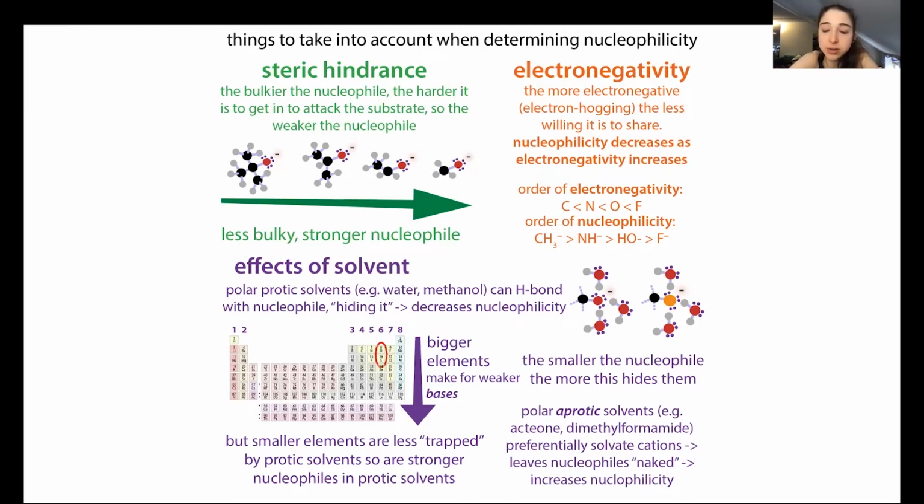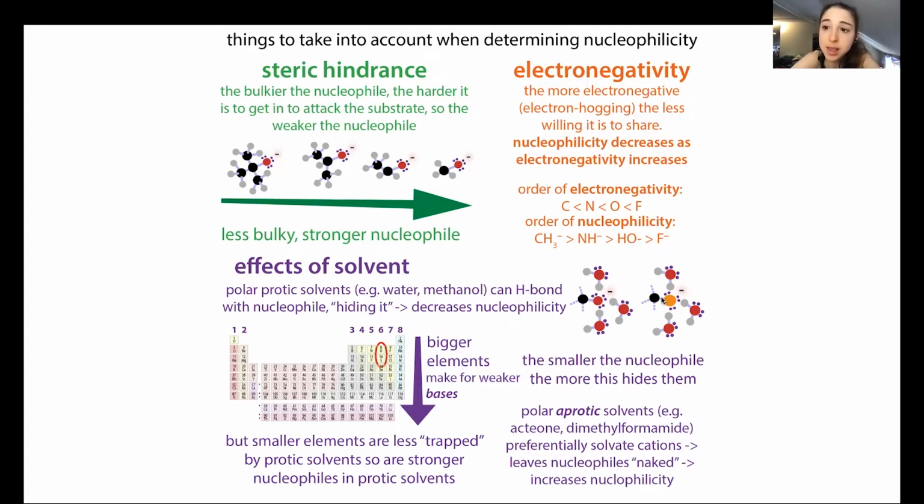We also have to take into account effects of the solvent, the thing that it's dissolved in. Polar protic solvents, things like water and methanol, can hydrogen bond with the nucleophile, which hides it, decreasing its nucleophilicity. We'll see this with our amino acids. The smaller the nucleophile, the more this hides it. So this effect is going to be greater for the OH minus group than it is for the S minus.